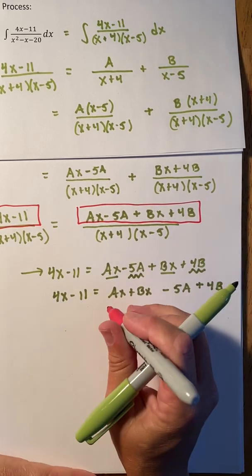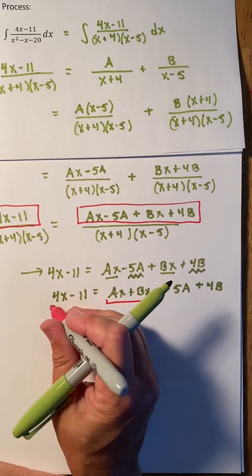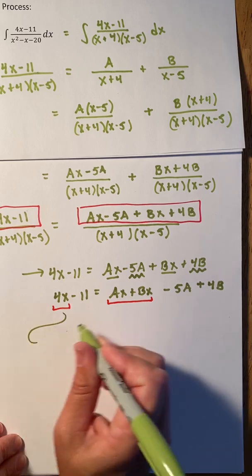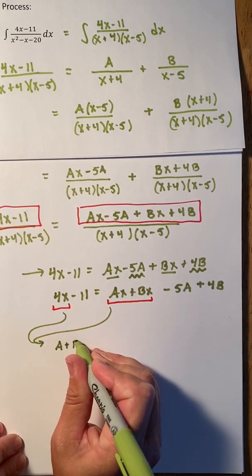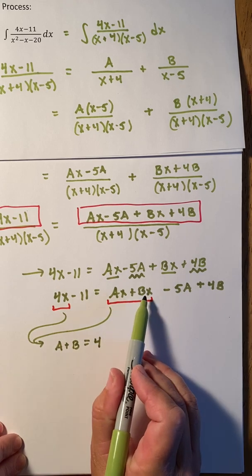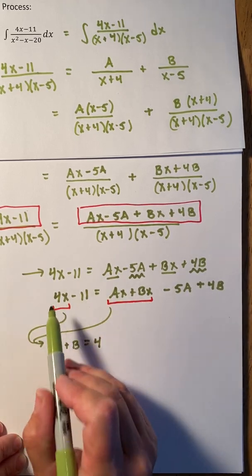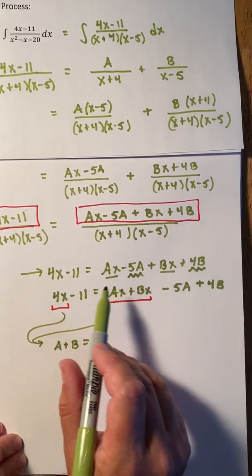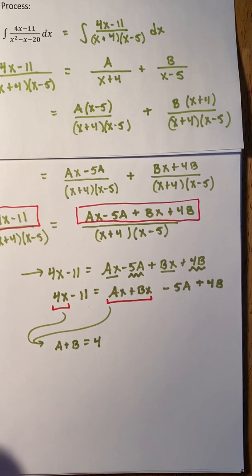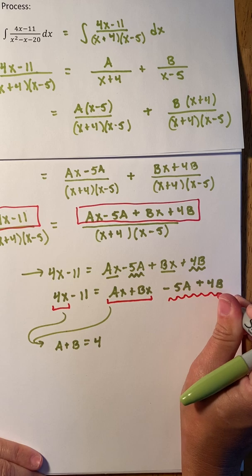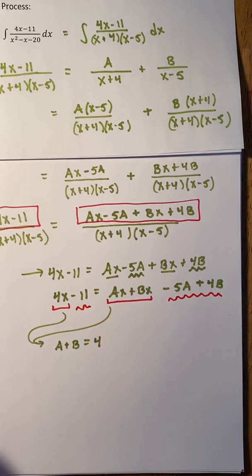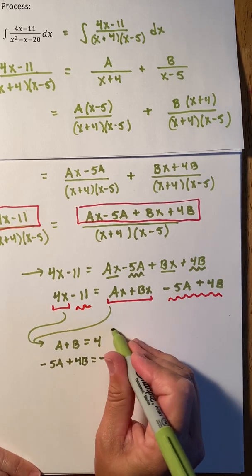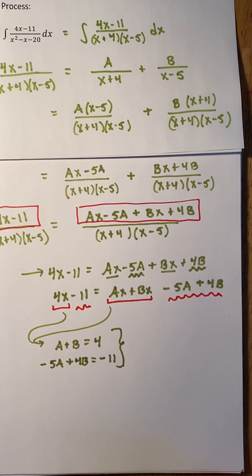All right, so a and b are the coefficients in front of x. So ax plus bx must equal 4x. So from these, we get that a plus b must equal 4, because the coefficients in front of the x's, when we add them together, the a and b, must equal the 4 on the left side. Now, the constants, notice there's no x's here. Negative 5a plus 4b must equal negative 11.